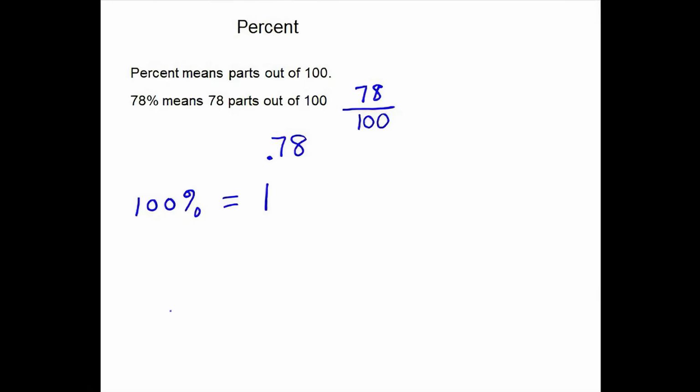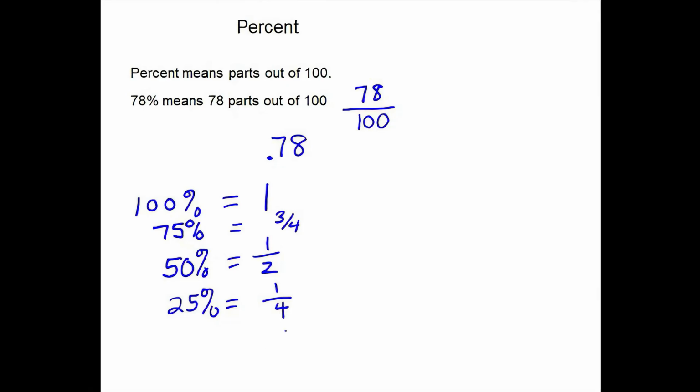Some others that you should know, 50% is equal to a half. This is 50 parts out of 100 reduces to a half. If you have lots of memory space, I would say go for the other two in between. So 75% of something will be 75 parts out of 100 or 3/4. And 25% of something will be 25 parts out of 100 or 1/4. So if you try to memorize those four, that will help you know if answers are reasonable.